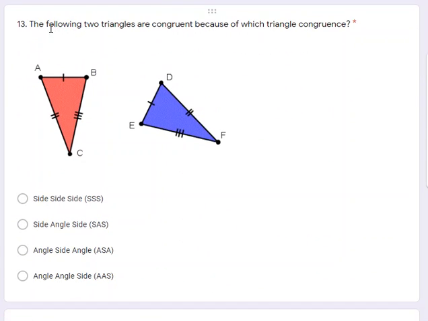Question 13. The following two triangles are congruent because of which triangle congruence? So triangle ABC and triangle DEF. Are they congruent because of side, side, side, side, angle, side, angle, side, angle, or angle, angle, side?